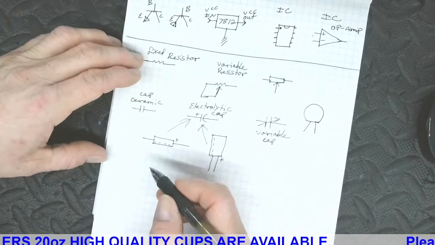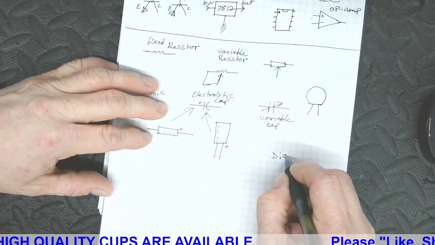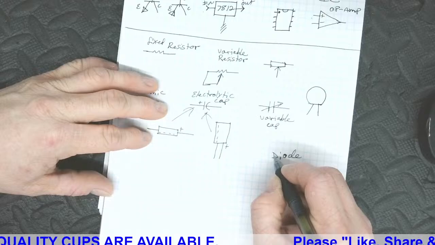Now let's talk about diodes. A diode allows current one direction.